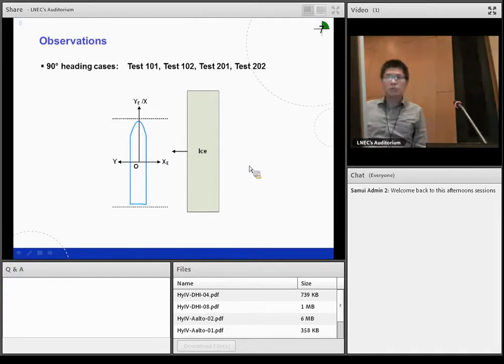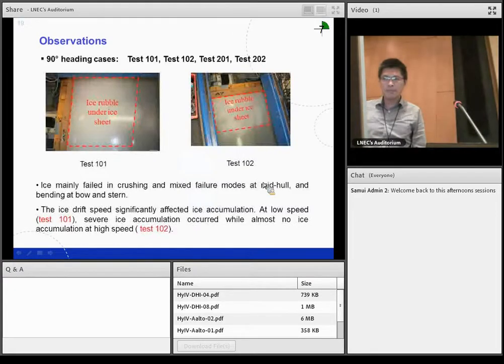Then we come to the 90 heading cases. The ice is coming sideways to the hull directly, so this case represents the most extreme conditions. There are also 4 tests in the 90 heading cases, and ice mainly failed in crushing and mixed structures at the mid hull, but at the bow and the stern, the ice bends.